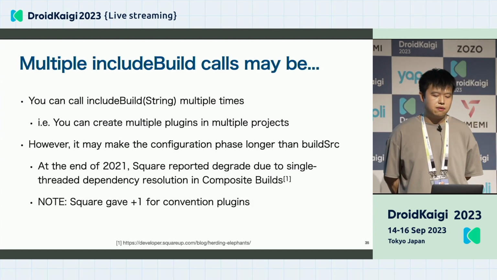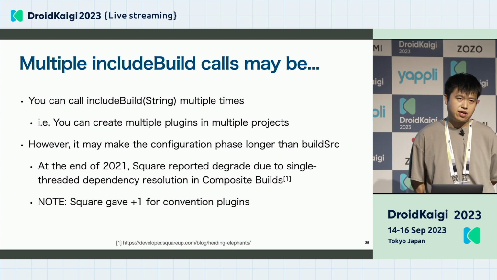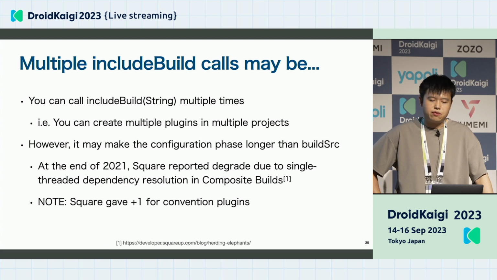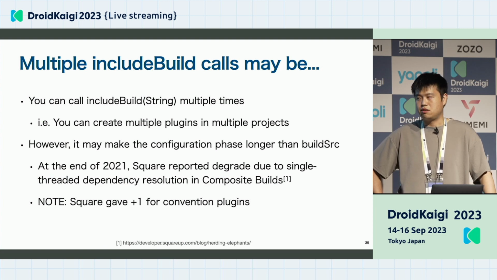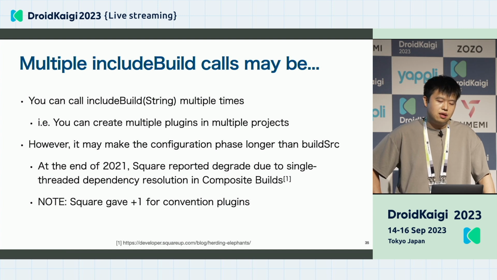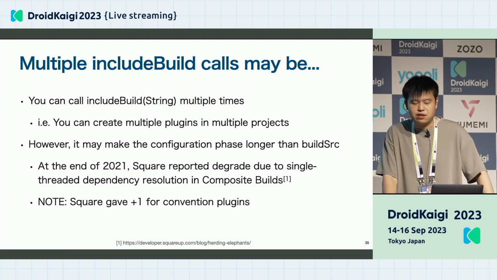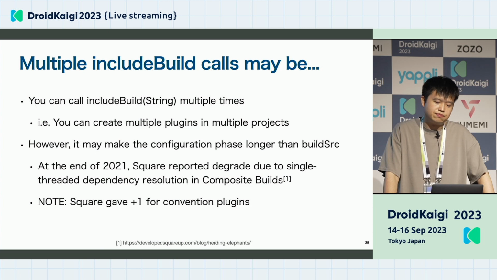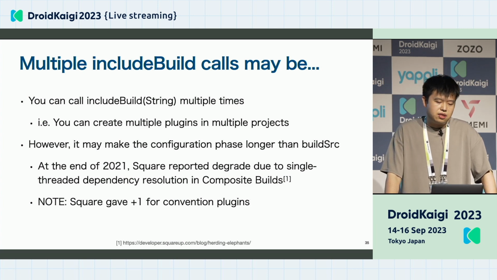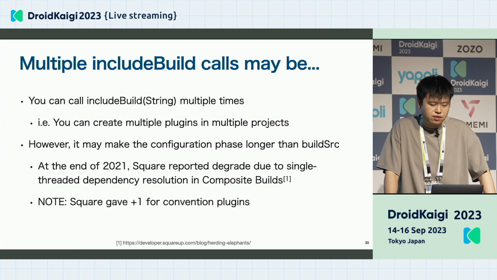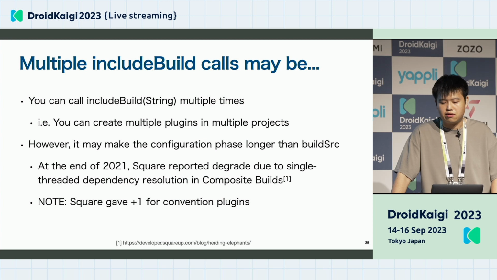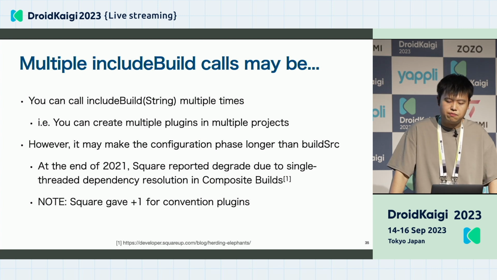Yes, you can call include build API multiple times. I mean, you can create multiple plugins in multiple projects independently. However, it may take the configuration phase longer than using the build source directory.